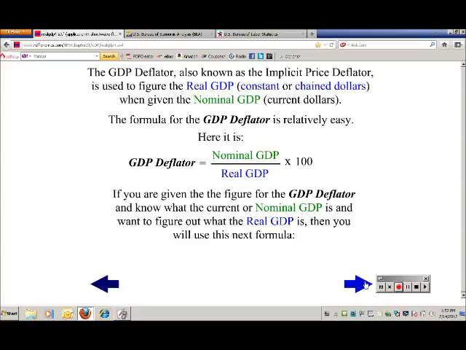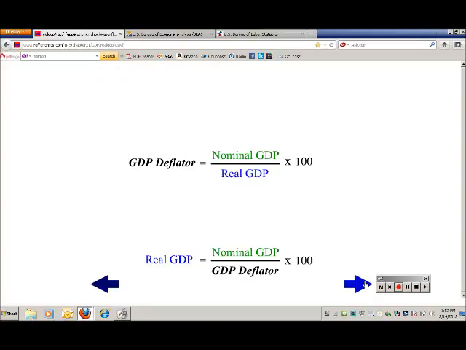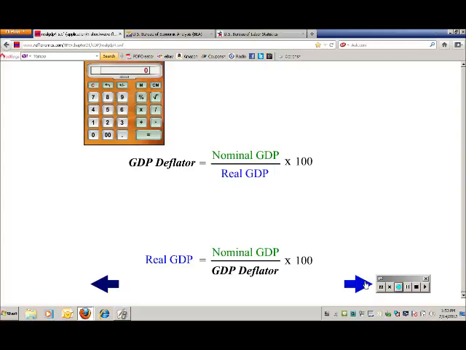If you're given the figure for GDP deflator and you know the current or nominal GDP and you want to figure out real GDP, then all you have to do is use the next formula, which is real GDP equal to nominal GDP divided by the GDP deflator. You're just manipulating the equation to get to the answer that you want. Again, multiply by 100 to get those. So just a couple of formulas that will help you out.